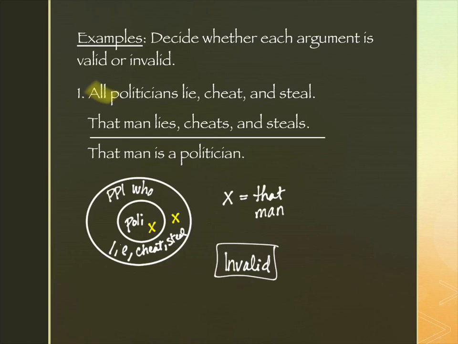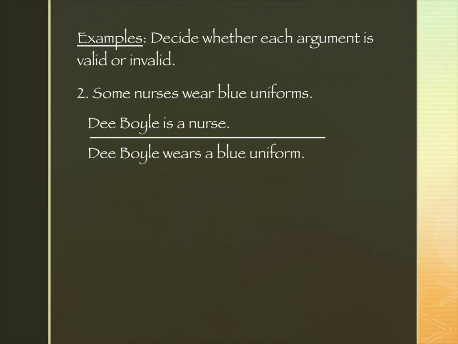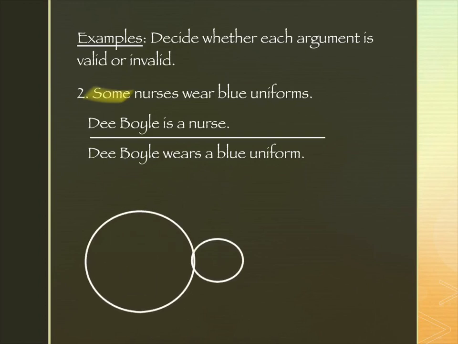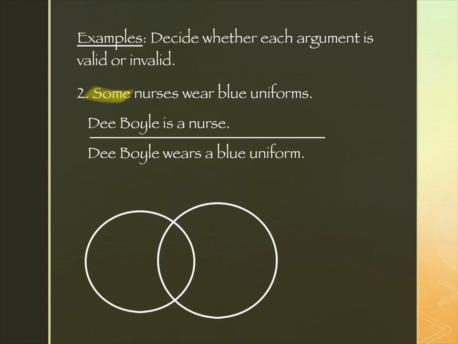Okay, you ready to try another one? I promise we're going to see some valid ones. We will. All right, another one. This one says, some nurses wear blue uniforms. What's the key word that we're looking at here? Some. What does some tell us is going to happen? Overlapping circles, right? Like our Venn diagrams. So we're going to draw circles that overlap. What is going to be each of the categories that these circles represent?